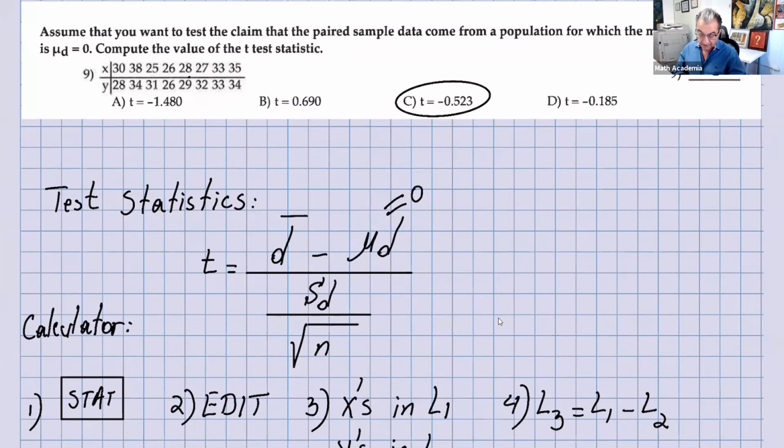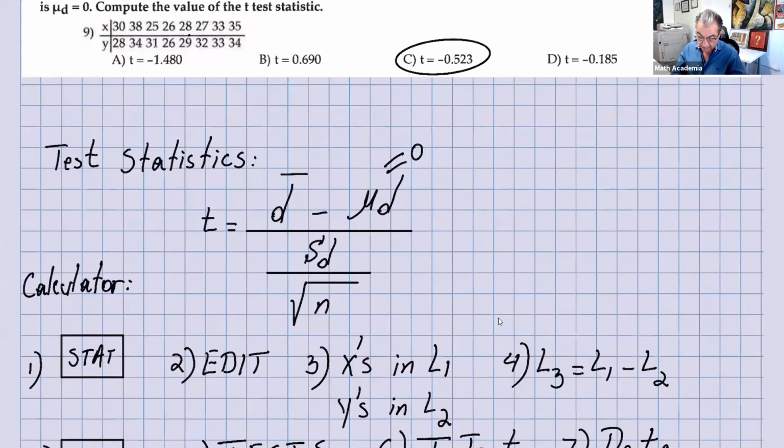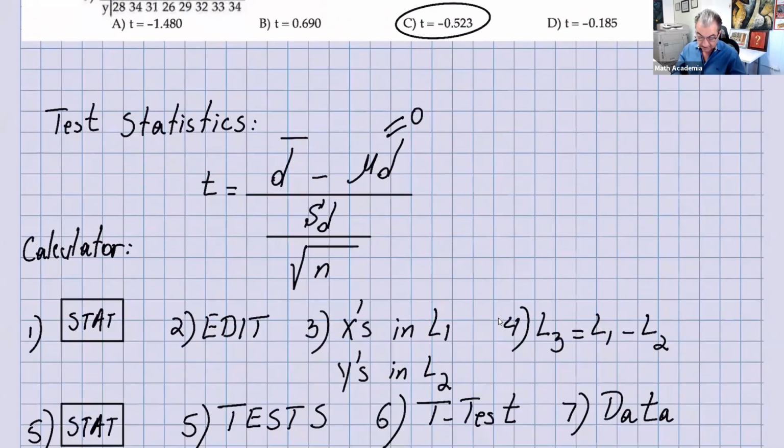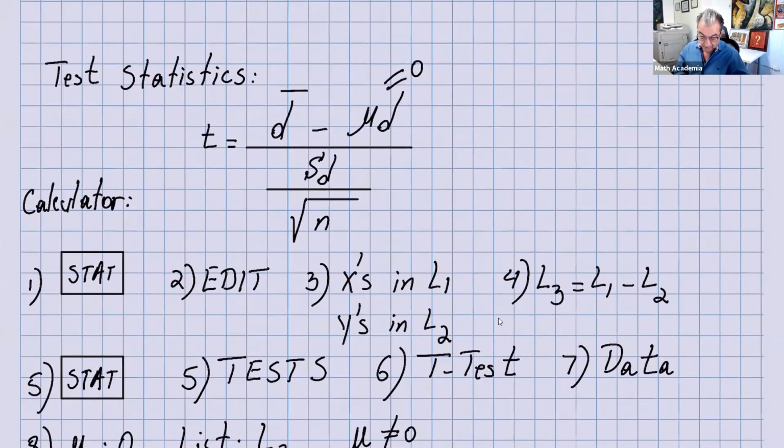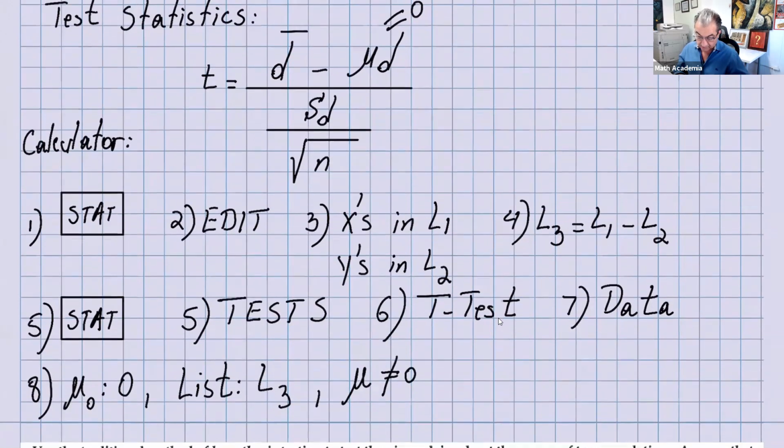Now here you can calculate the differences, put them in the calculator in L1, find d bar, find s sub d, and just substitute, and you can get the answer. Or you can just go ahead and do that fast. So let me go over these steps. Go to stat, edit, put the x's in L1 and the y's in L2. For L3, like I showed you for the last problem, write L1 minus L2. The calculator is going to right away calculate the differences.